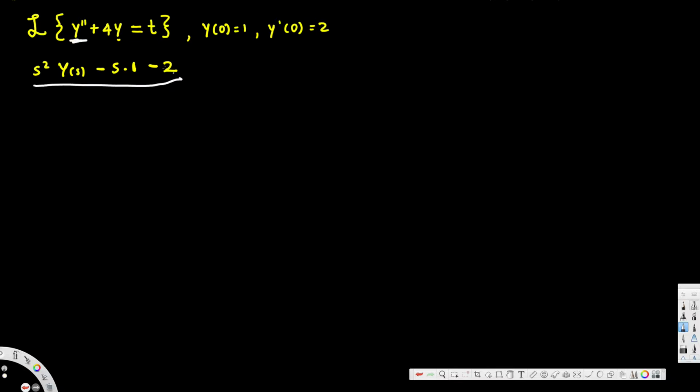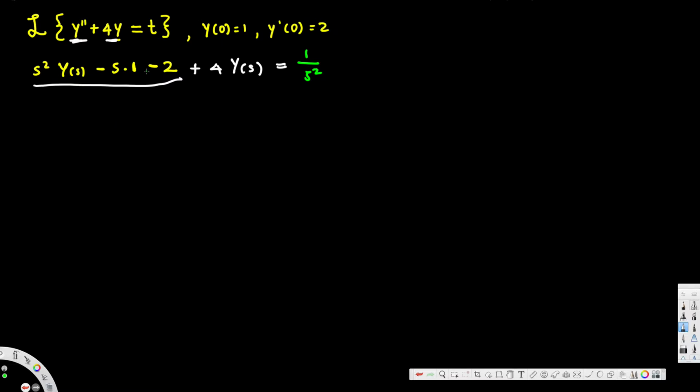Okay, this whole thing is only for y double prime. The next thing is we have to take care of this 4y. 4y, if you do the Laplace transform, is basically 4 times Y of s. Okay, that's it. And on the other side we have t. The Laplace transform of t is basically 1 over s square, because t power is 1, it means 1 factorial over s power 1 plus 1, so that's going to be 1 over s square.